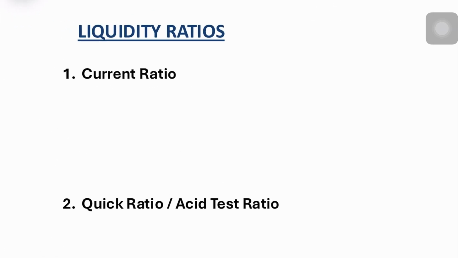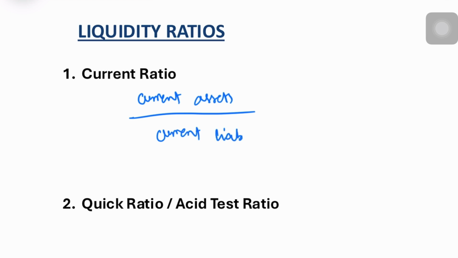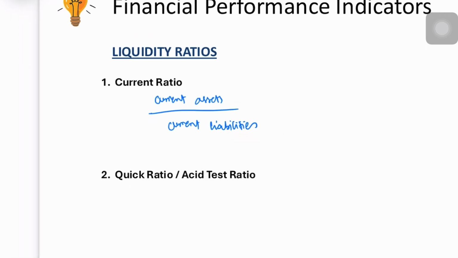Ratios, these are also some of the very basic and simple ratios. So this is current assets over current liabilities. It basically measures how liquid the company is, like how you can use your assets to pay off your liabilities.